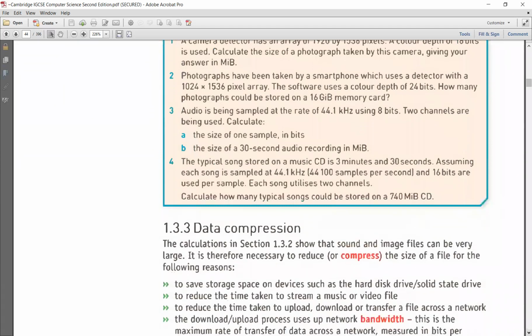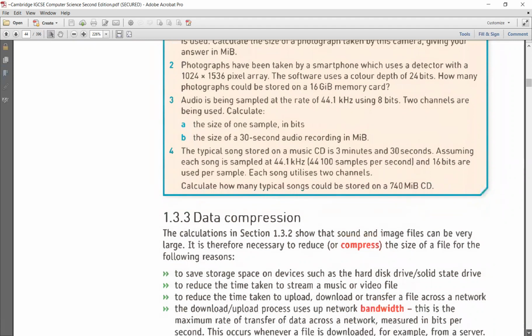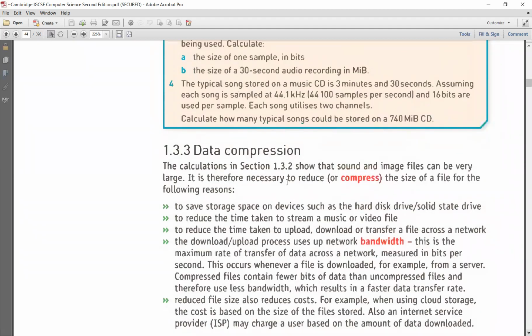Last but not the least, data compression. You need to know what compression is, which means reducing the size of the file. Along with that, you need to know the actual reasons for compression: to save the storage space on devices, to reduce the time taken to stream a music or video file, and to reduce the time taken to upload, download or transfer files across the network. These are the basic advantages. I suggest that you learn the two most important ones: first, that storage space is saved, and secondly, that it takes less time to upload, download or transfer files across the network. That will definitely give you full marks. But this is my suggestion.